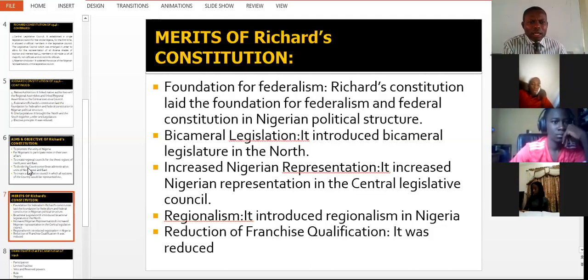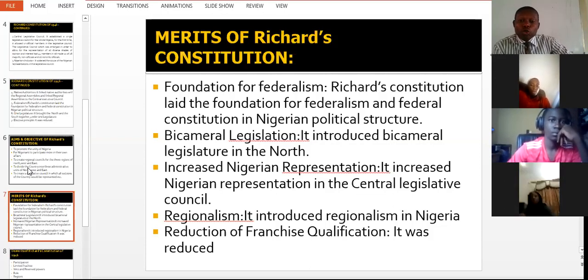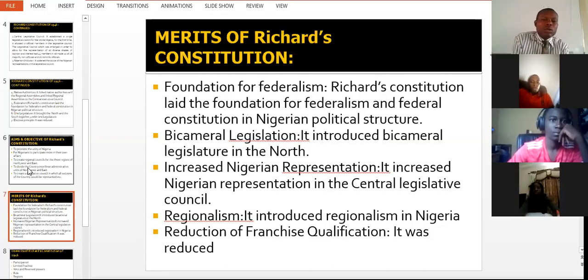All right. Now the next one, another merit: increased Nigerian representation. It increased Nigerian representation in the Central Legislative Council. So actually, Richard increased it because of the non-official members. I know those non-official members, they were like 28. So that's an increase. Indeed.